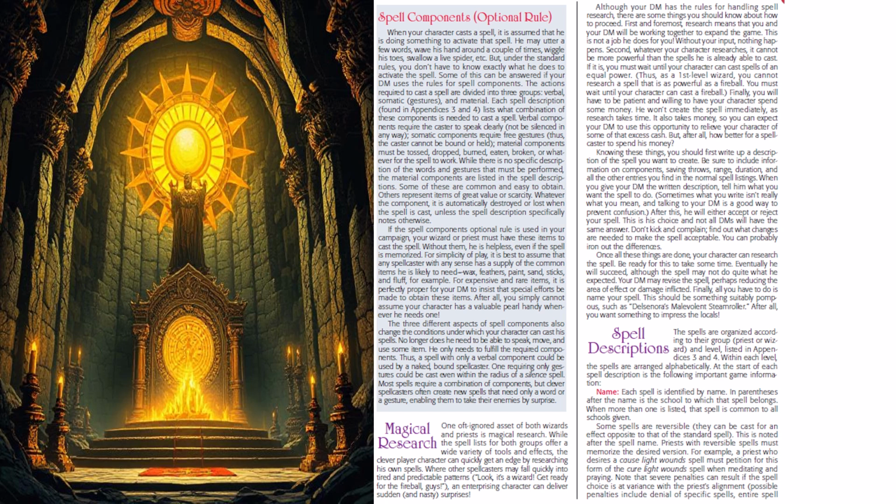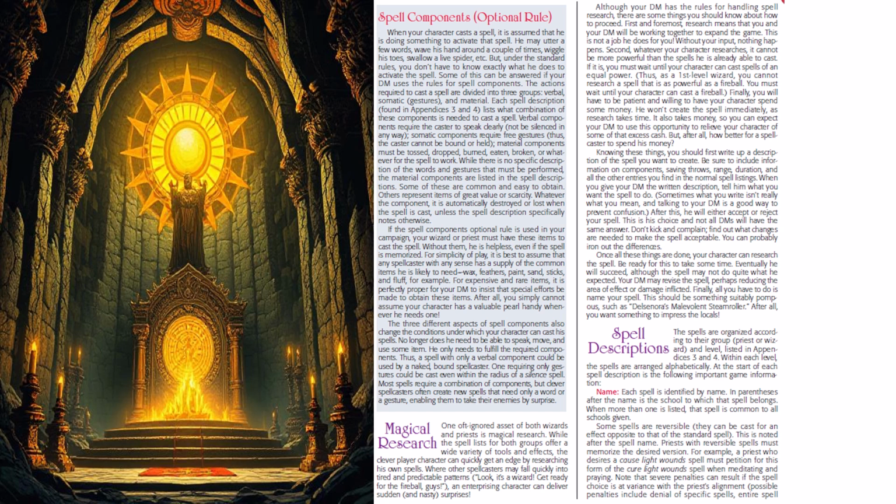If the optional rules are used, your dungeon master should have a means of access to such spell components and a listing of their availability, or at least a discussion with player characters on how they may obtain spell components. When your character casts a spell, it is assumed that they are doing something to activate the spell under the optional spell components rule. The character may utter a few words, wave their hand around a couple of times, wiggle their toes, swallow a live spider, throw some diamond dust in the air. But under the standard rules, you don't have to know exactly what that is. It's different under the spell component rules.